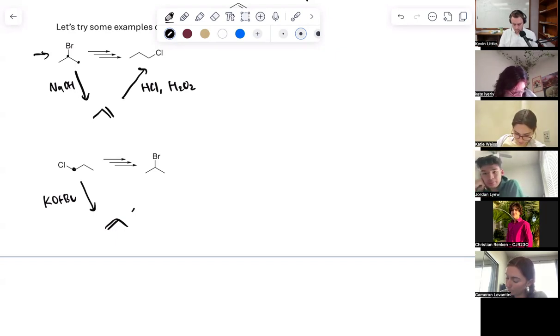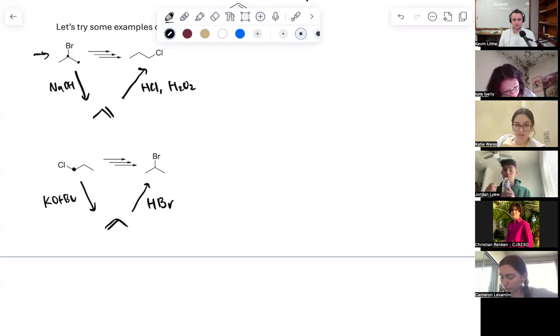Then we're adding this bromine. We want to add this bromine Markovnikov, not anti-Markovnikov. So I can just use HBr. I don't need the peroxides. The peroxides put it anti-Markovnikov. HBr puts it Markovnikov.